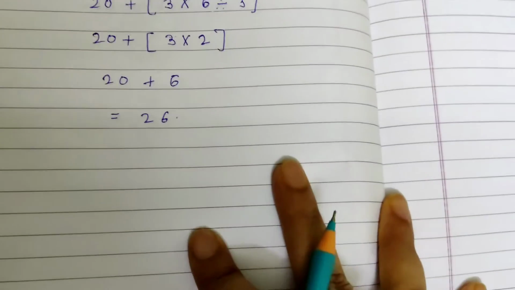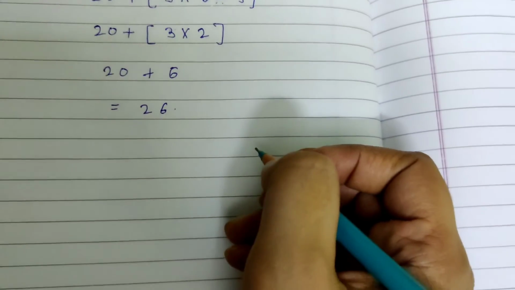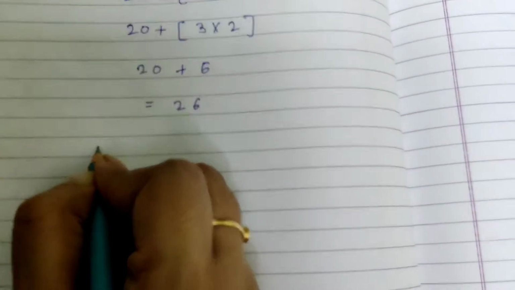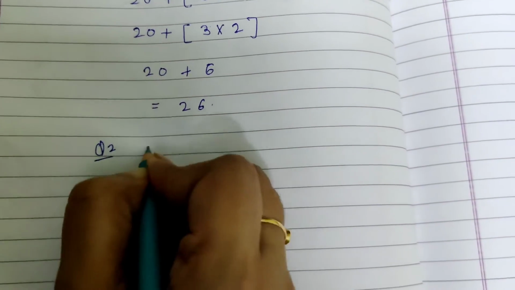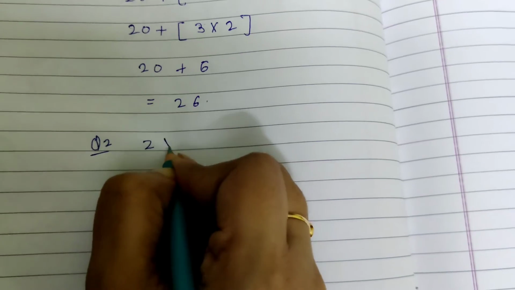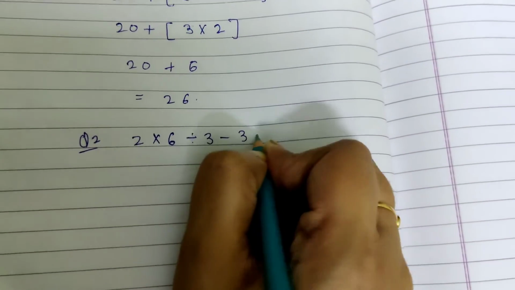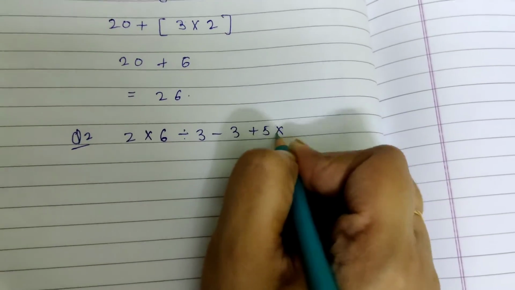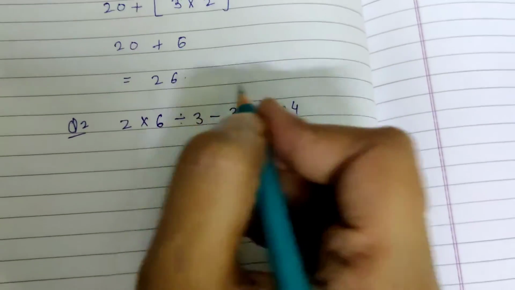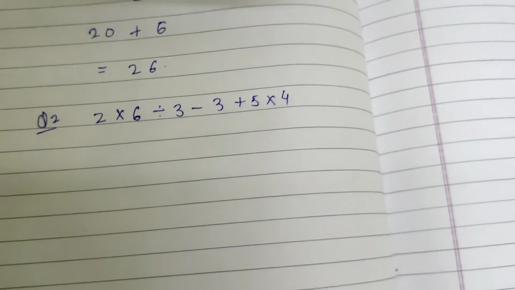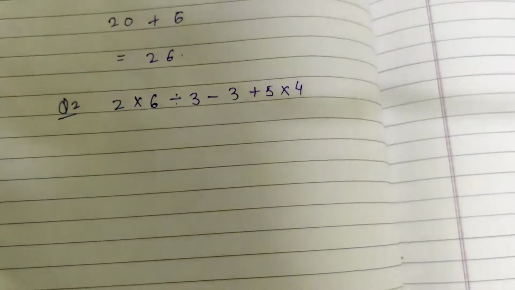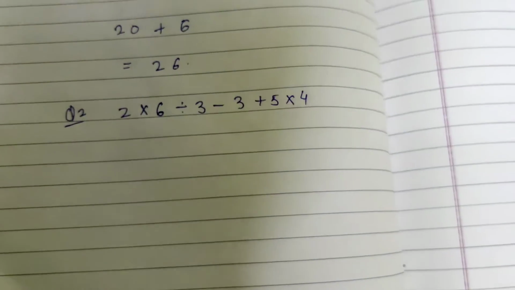Now the next type of question which I want to do right now, let's take another example. This is example number 2. Okay, it says 2 multiplied by 6 divided by 3 minus 3 plus 5 multiply by 4. All the 4 operations are here. Multiplication, division, addition and subtraction are called the 4 operations in maths. So we are having all the 4 operations over here.